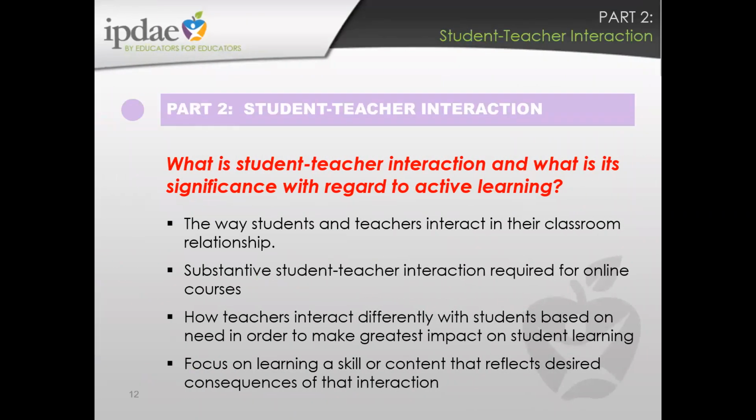When we talk about student-to-teacher interaction, we specifically refer to the way that students and teachers interact in their classroom relationship. A substantive amount of this type of interaction is required for online courses. To ensure that a teacher is making the greatest impact on online student learning, this teacher needs to ensure that interactions with students are based on each individual student's learning needs, expectations, and experiences. Usually the focus for this type of interaction is on learning a skill or content that reflects the desired outcomes or consequences of that interaction. Let's take a look at some sample activity types under the student-teacher category.